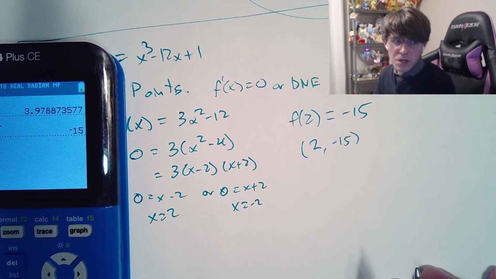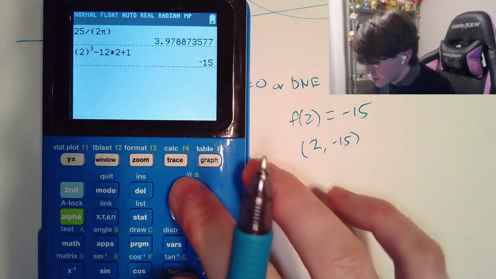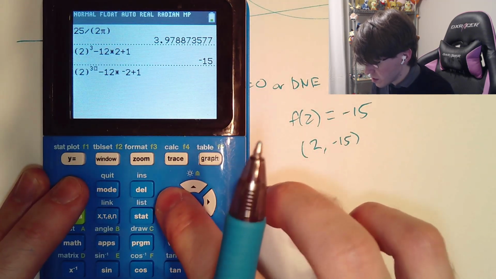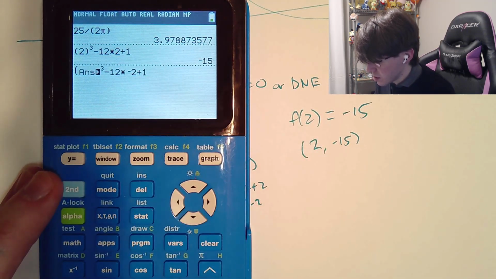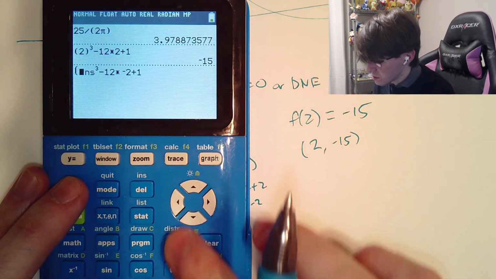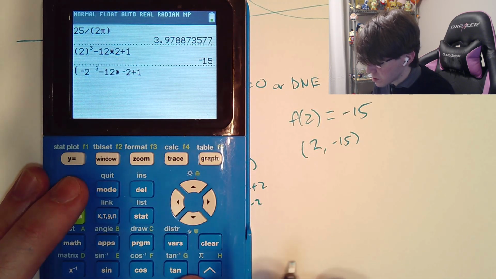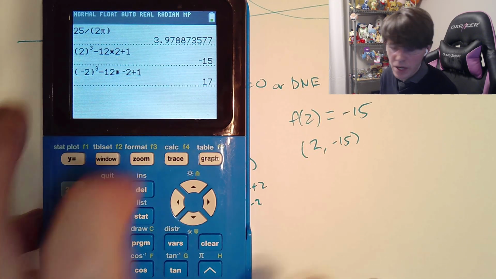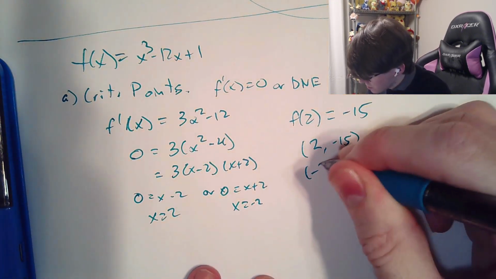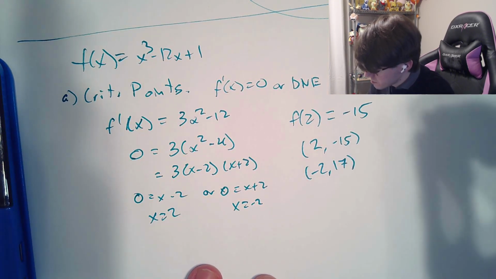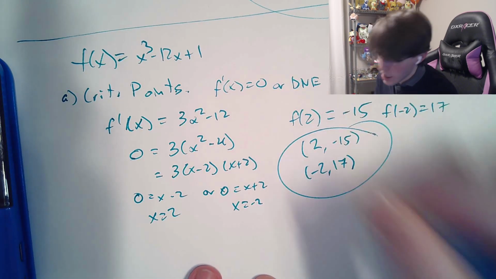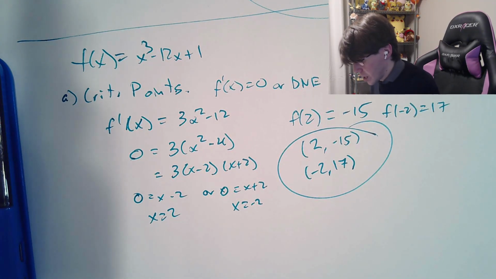But you could have also plugged in a negative 2 instead. Anyways, those are our critical points.